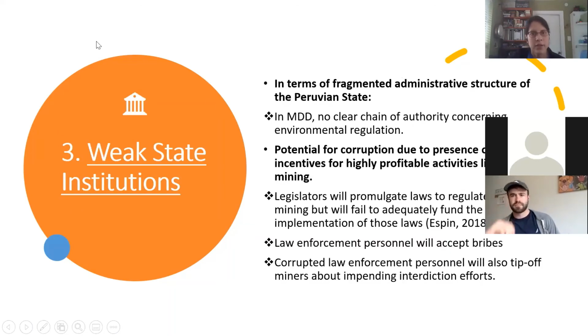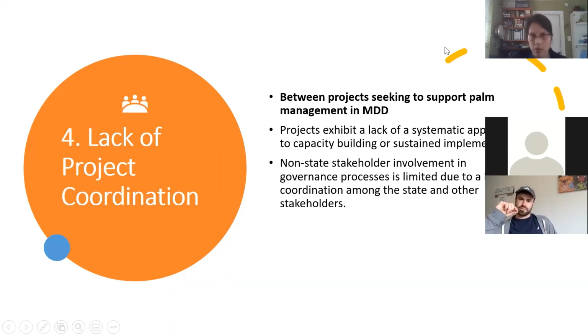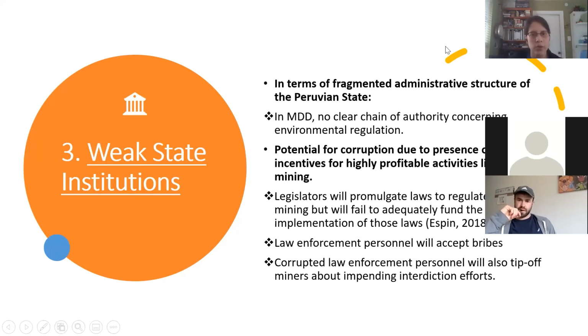Then the third explanation is related to weak state institutions, in terms of the fragmented administrative structure of the Peruvian state. For example, in Madre de Dios, there is no clear chain of authority concerning environmental regulation.